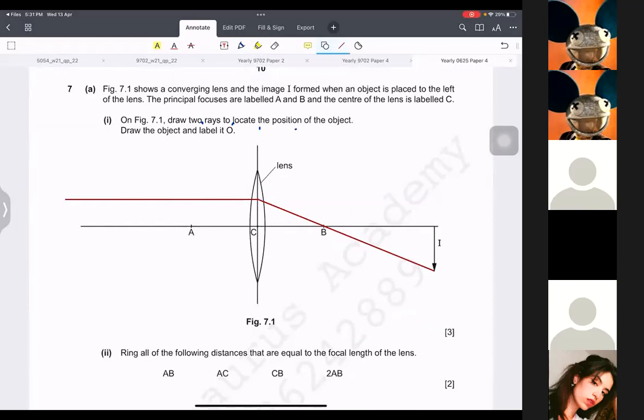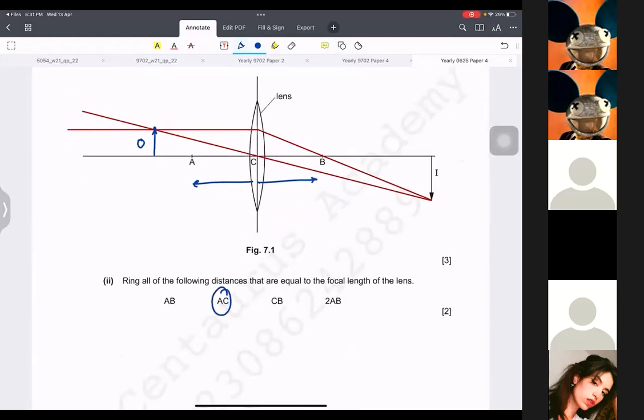Now, the other ray always starts from the same point, but goes through the focal point and then the optical center, like this. Wherever these two lines match, this would be the top of the arrow and this will be the object. Is it clear, everybody? So the focal length in this is from C to B and C to A. AC and CB are both focal lengths. Is it clear, everybody?